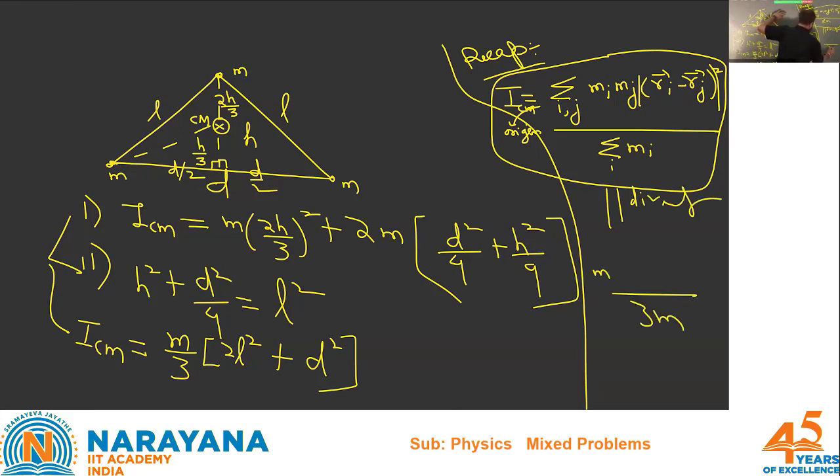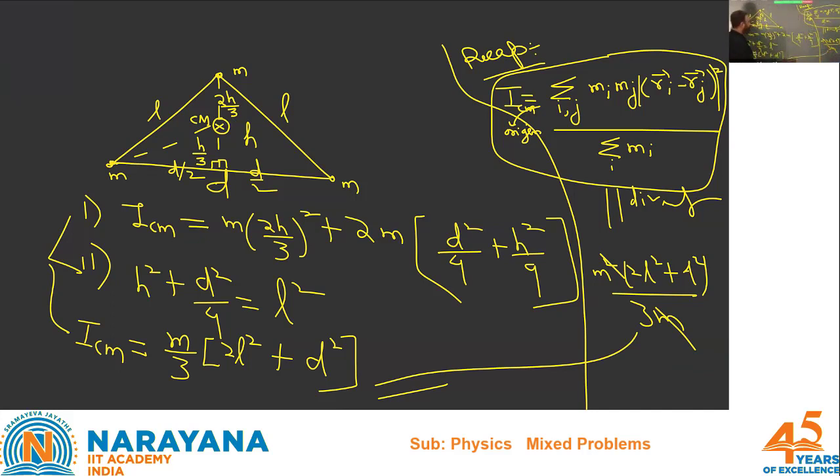And there is m square common. And there is 2L square plus D square. So in the exam, I would have cancelled this. This is the direct result: m into 2L square plus D square. This is D square, this is 2L square, right? And then you will. So just try to recap that and the rest will be fine.